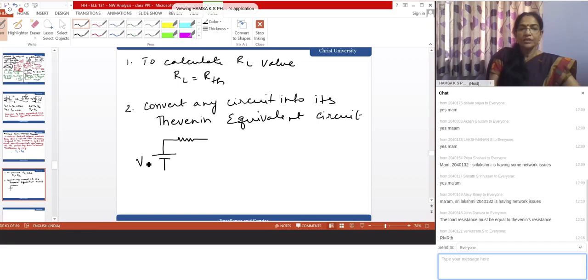So here this is VTH, this is RTH, okay, and RL value will also be equal to RTH. This is for maximum power transfer. If it is not equal, then maximum power will not be transferred. Only lesser power will be transferred. Okay, we will see that with an example. Okay, now I want you to find out the efficiency.